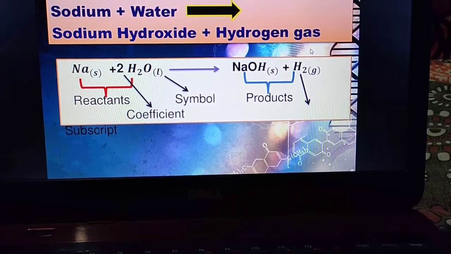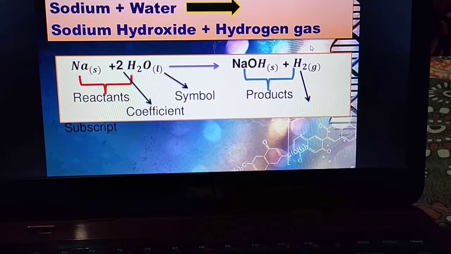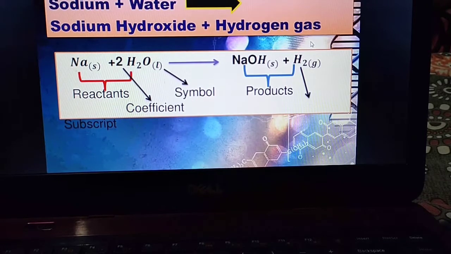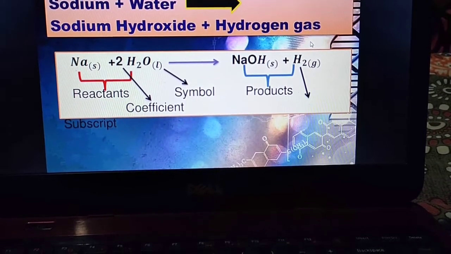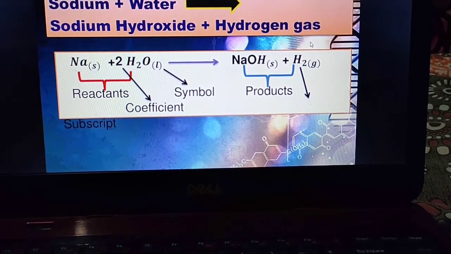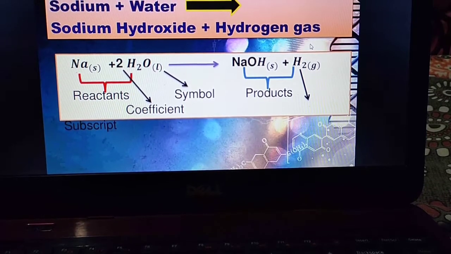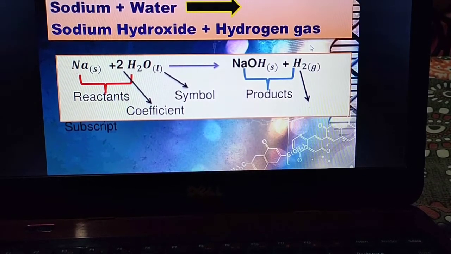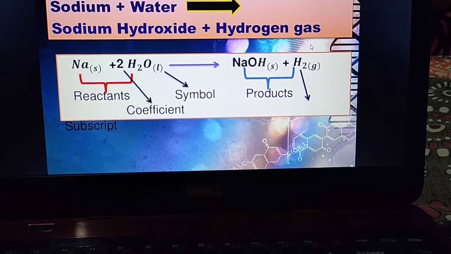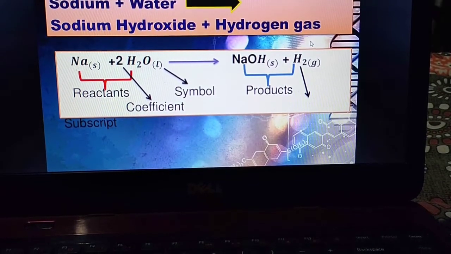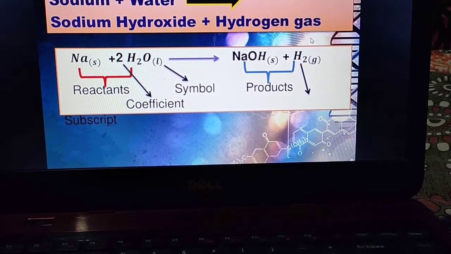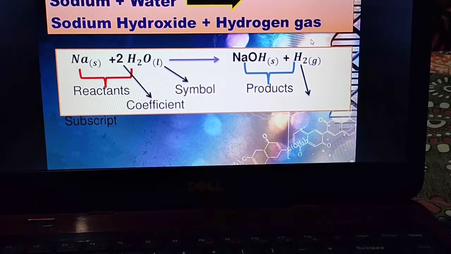So H2. Now you write in brackets its physical state. We know that sodium is present in the solid state, water is in the liquid state, sodium hydroxide is in the solid state, and hydrogen gas is present in the gaseous state. Now you see, sodium and water are the reactants, and sodium hydroxide and hydrogen gas are the products.